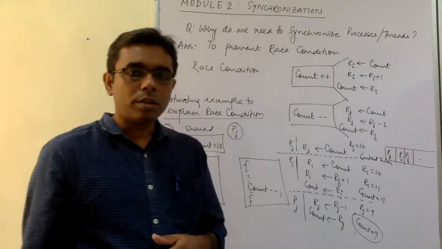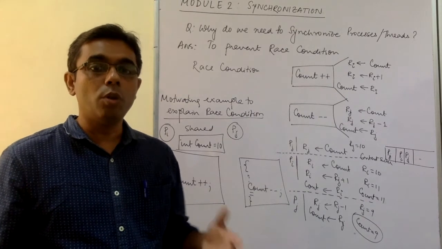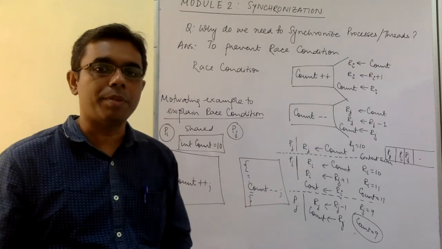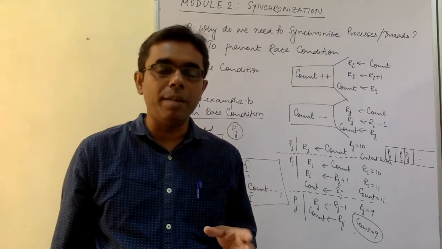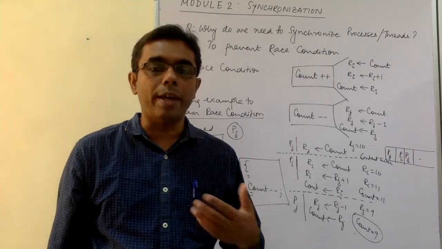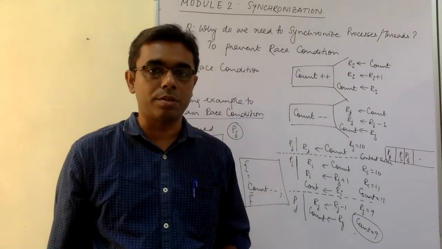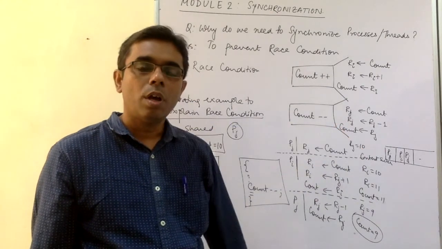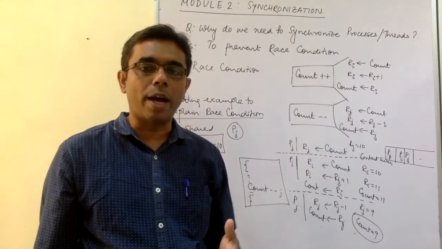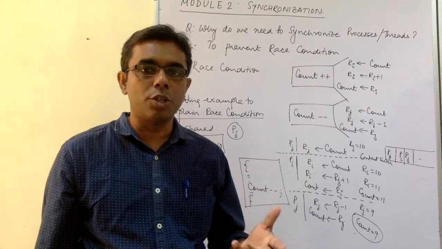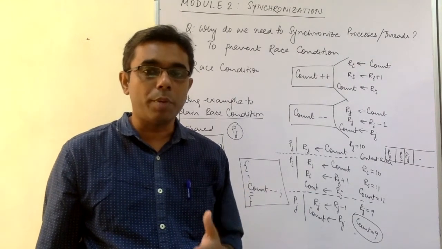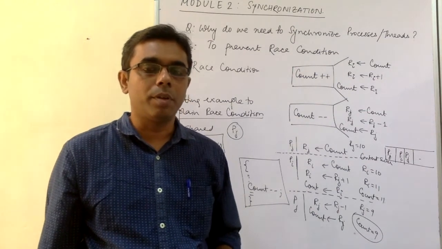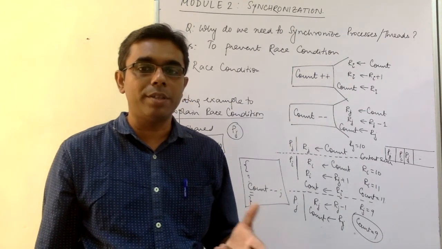Which clearly shows that the final outcome of count, count being the shared variable for both processes PI and PJ, depends on the order in which you execute these processes. So it has a direct relevance to the scheduling policy that you have, the way in which these processes get scheduled. That determines what will be the value of count. But that's not in our hands, isn't it? Because that's decided by the scheduler, that's decided by the operating system.